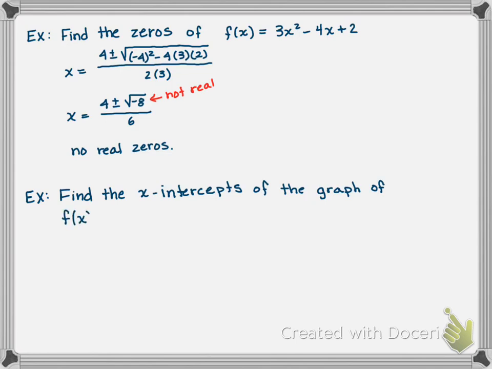f of x equals a third minus 4x squared minus 9x equals 0. Oh, not equals 0, sorry. It's not there yet. Okay, what should I do first?